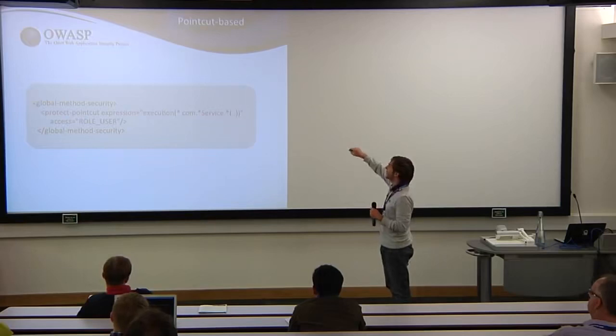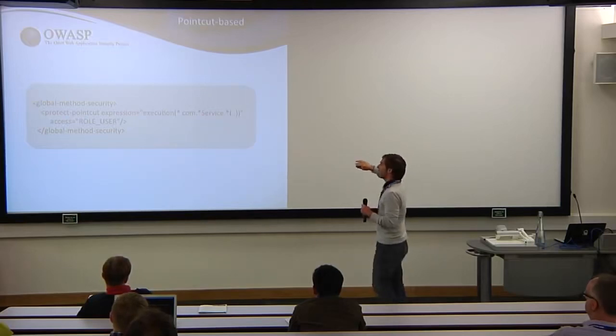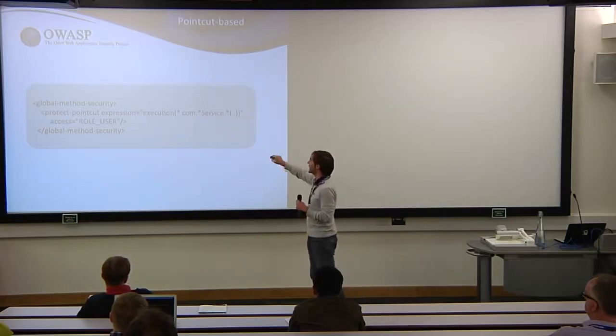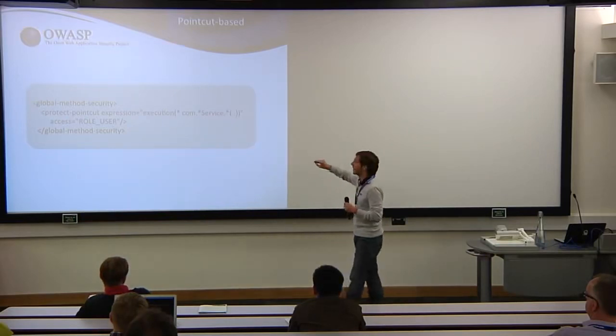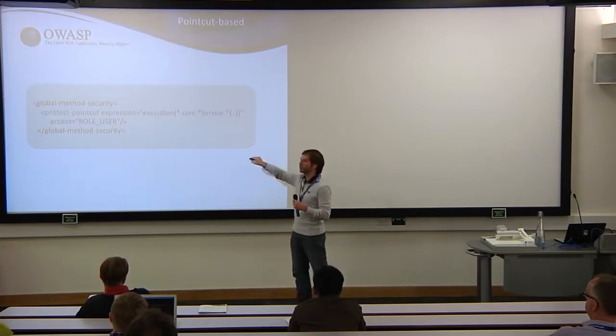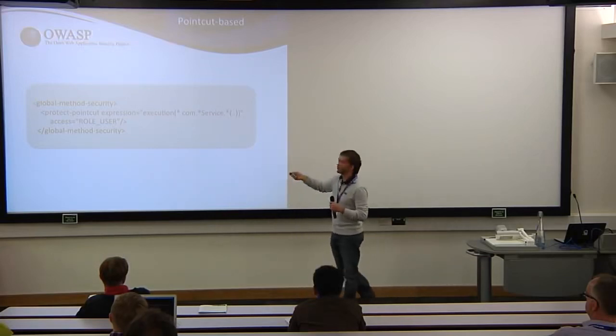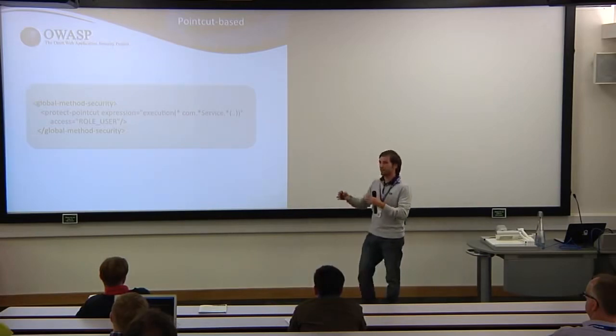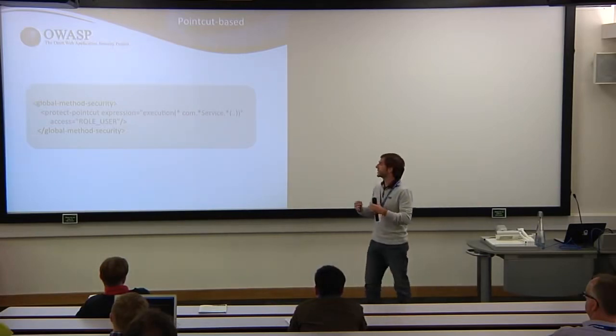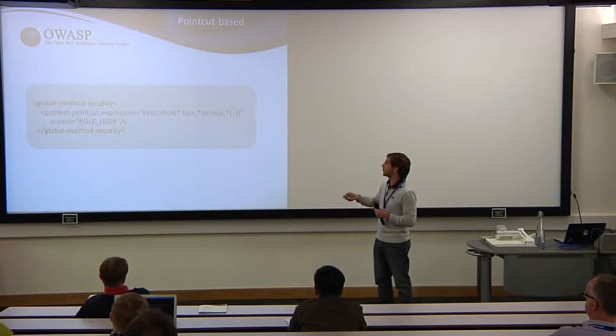Aspect-oriented programming, pointcut based, so you can say things like, when the code is going to call any function within the com service namespace, it's going to check that the user has the role user, for example. So it's going to intercept the calls to these functions, and it's going to place some access checks for those functions.